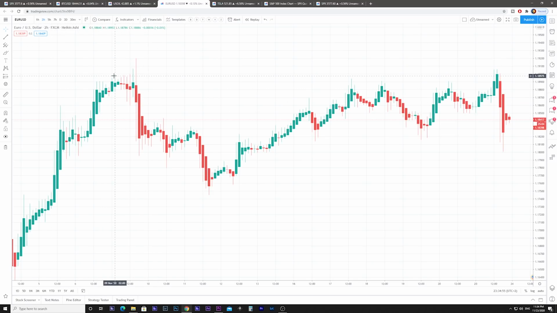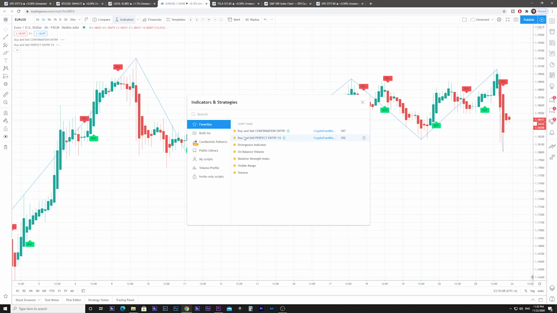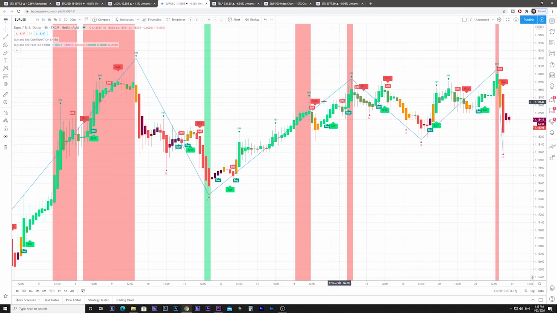I've chosen 2 hours, for example, because here the market is more dynamic. And let's look at the effects. Put the indicators, and you're going to see how useful they are to catch a trend and follow the trend and keep it like that.